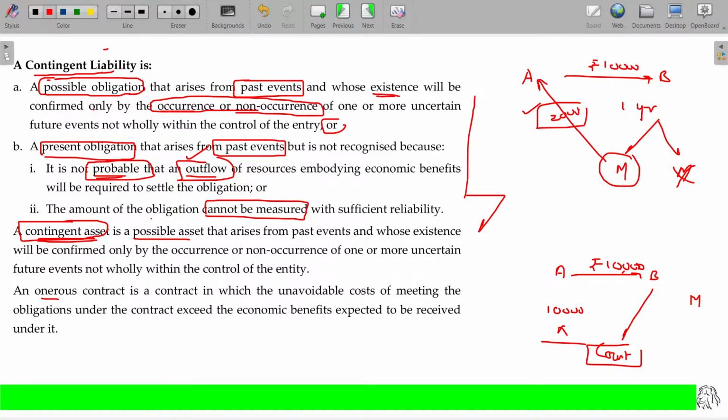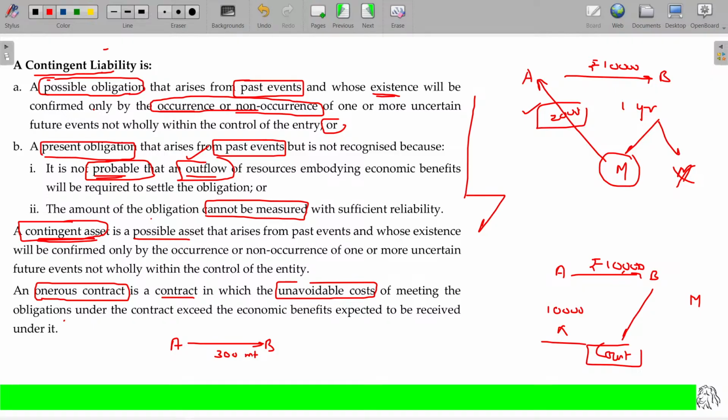And you have to understand onerous contract. What is called an onerous contract? A contract in which the unavoidable costs of meeting the obligations under the contract exceed the economic benefits expected to be received under it. Okay, this is called an onerous contract. For example, A and B. A has given the commitment to dig a bore well for 300 meters.